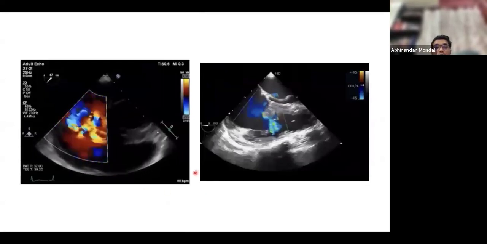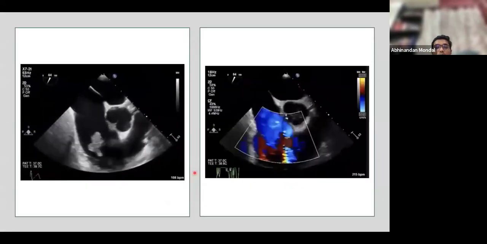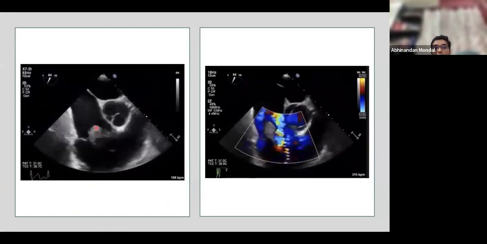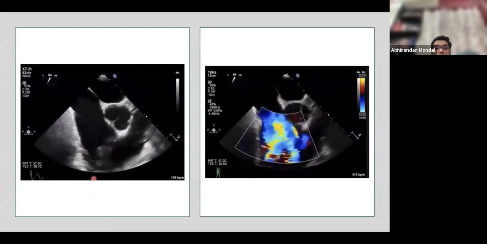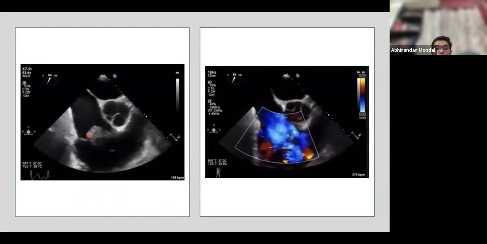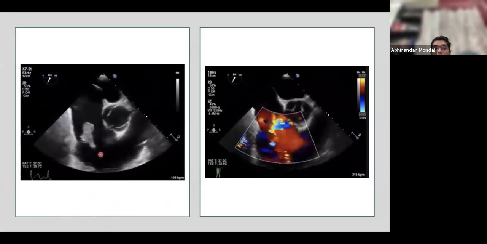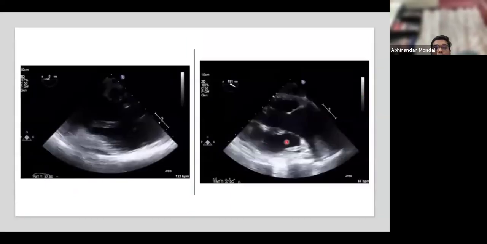Same patient, color Doppler. It is another patient. You can see the tricuspid valve. The mass is attached to your posterior leaflet, and you can see over here the color Doppler.